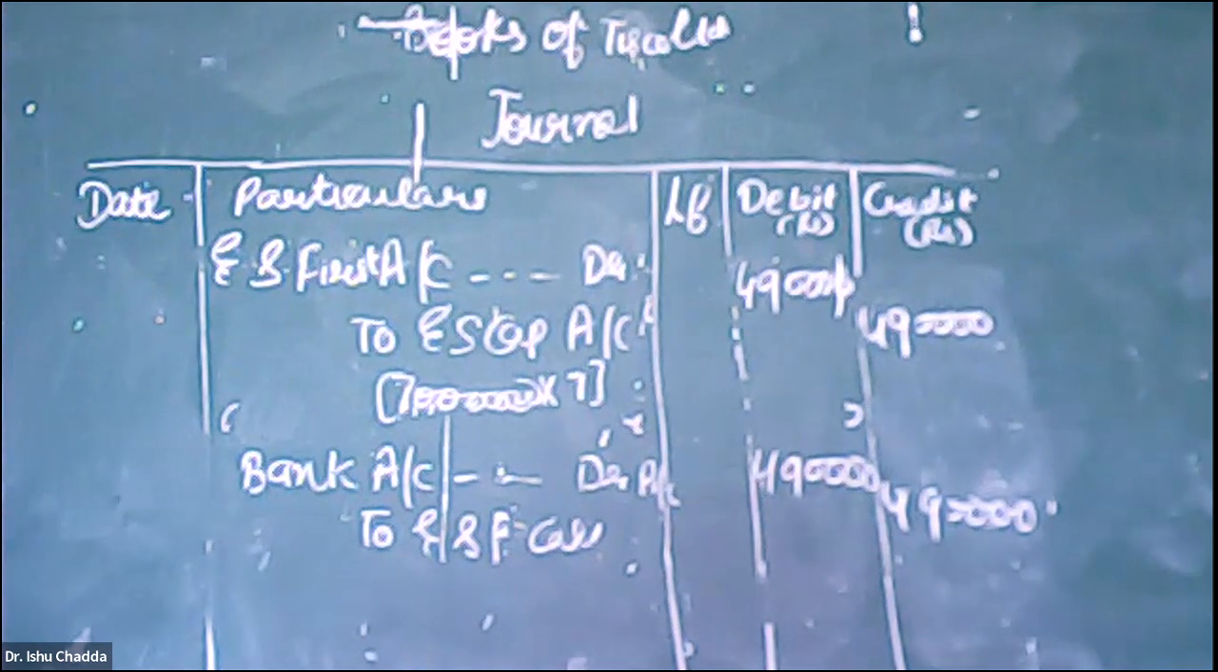Similarly, you will make the second call, that is equity share second and final call account debited to equity share capital, that is 70,000 equity shares at rupees 5, which is 3,50,000. And after that, you will receive the money: bank account debited to equity share second and final call account, of 3,50,000.